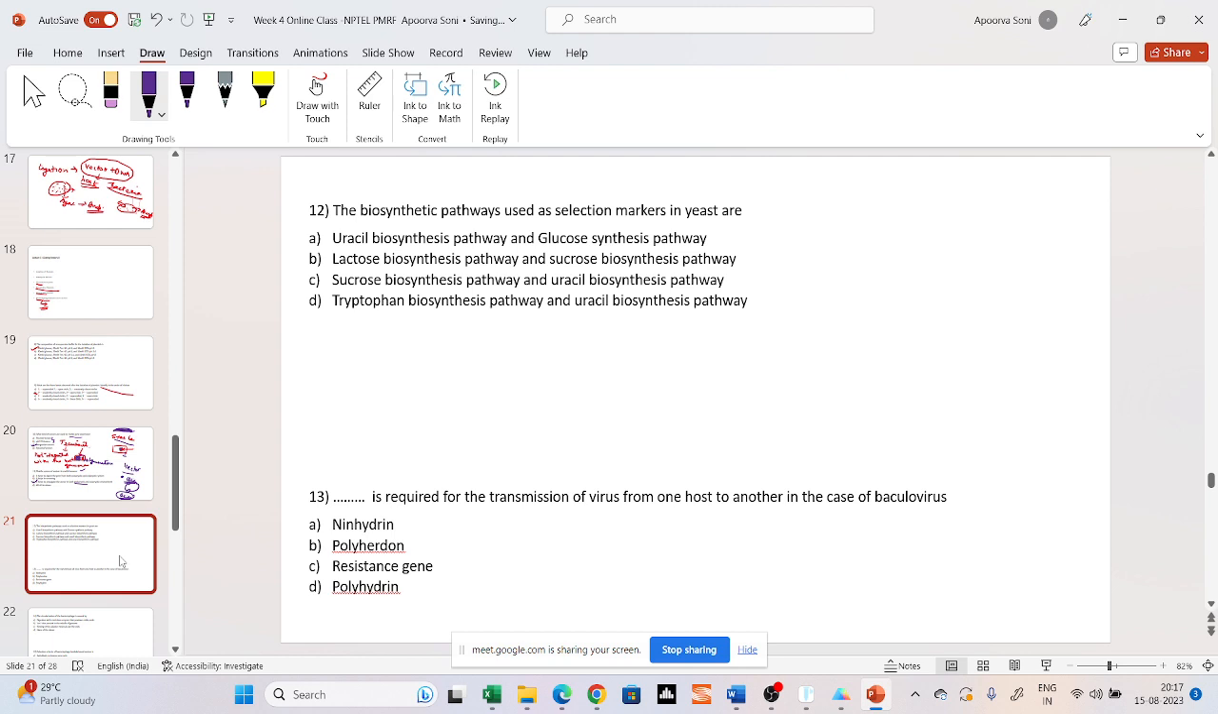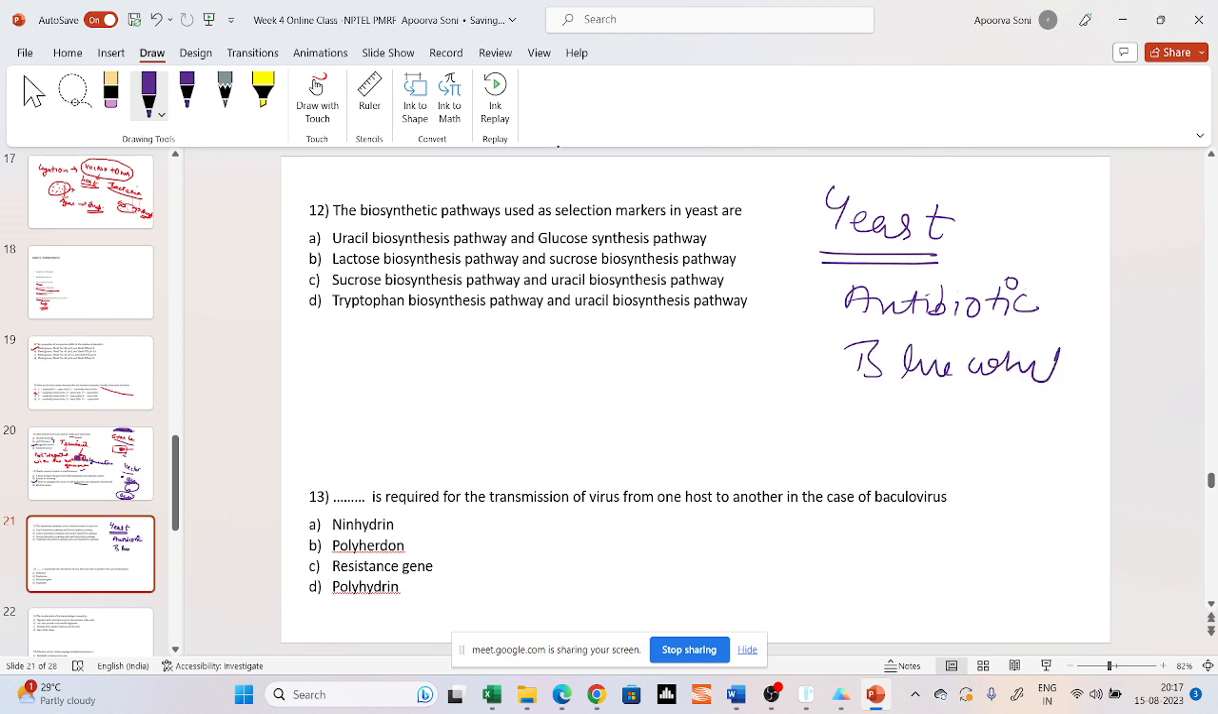The biosynthetic pathways used as selection markers in yeast are... So basically, till now we have studied that selection markers can be antibiotic genes. You can have blue-white screening. These things we have studied. This is present in pBR, this is present in pUC19. And another kind of selection criteria is that we can use the biosynthetic pathways.